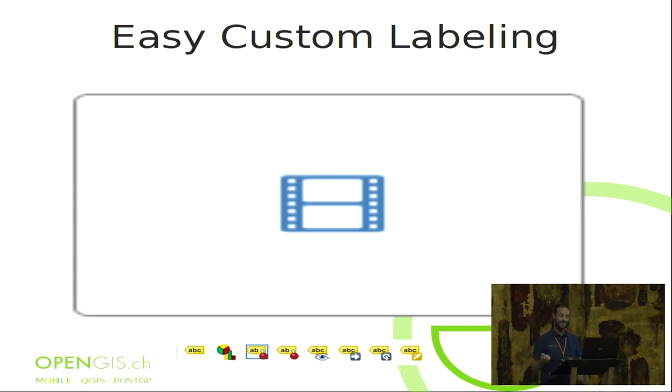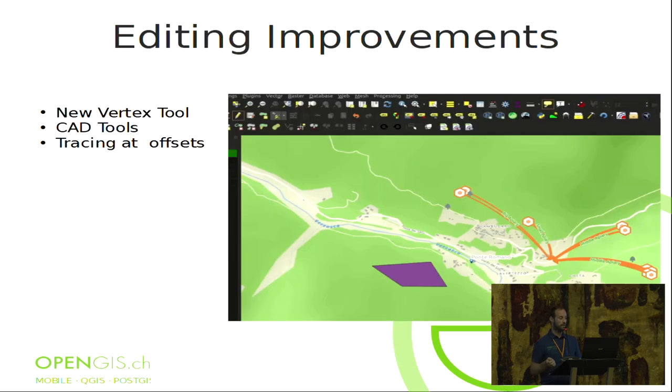GIF don't work apparently. So easy custom labeling is a super nice feature where you can now have your map with labels, and the labeling can now be moved, and whatever position you put the labeling on will stay there. So it's stored with a file near the project, so you don't have to store in the data anymore coordinates for where you want your label to be. So it's pretty handy. It gets automatically placed.